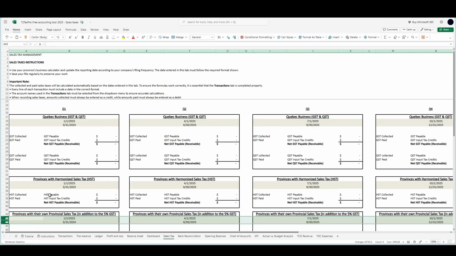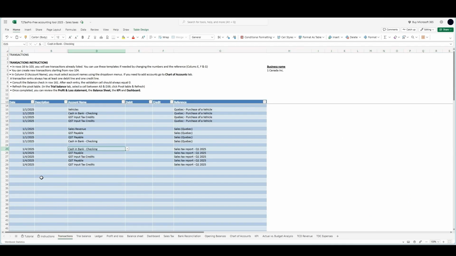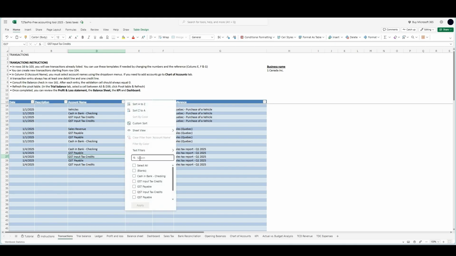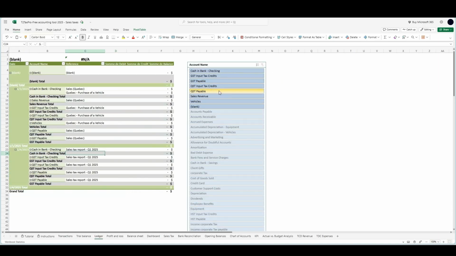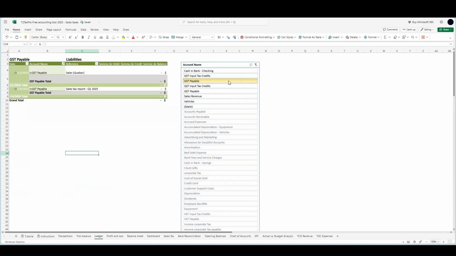Sales taxes are calculated automatically based on the dates and accounts entered in the Transactions tab. To ensure accuracy, every transaction line must include a correctly formatted date. Use drop-down menus to select account names. Record collected taxes as credits and paid taxes as debits. Before filing, validate your entries using 2 tools. Transactions tab: filter column D to show only tax accounts like GST payable or QST input tax credit. Ledger tab: click on the relevant tax accounts to review totals and ensure everything matches.